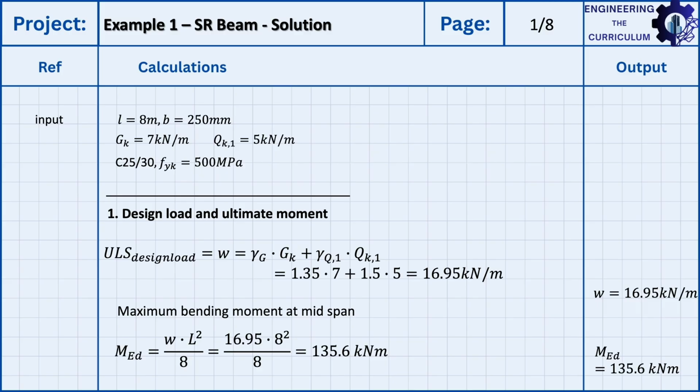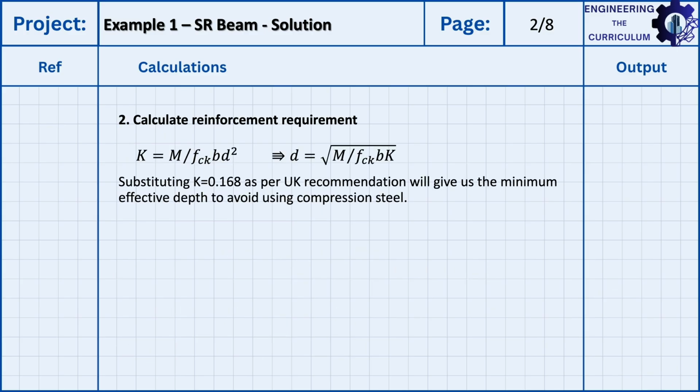But we end up with a moment of 135.6 kilonewton meters, and this is our design moment. Now, in this example, I have not been given the height of the beam, meaning that as part of my solution, I also need to find the height of the beam. So given that we want a singly reinforced beam, I can look to the value of K.